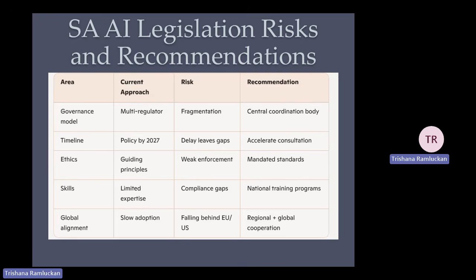If we look at global alignment, we have a very slow adoption. We seem to be falling behind the EU and the US, and the recommendation is that we need to have regional and global cooperation, which is sometimes very difficult to do.